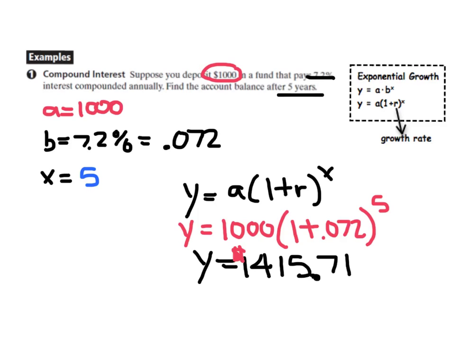So we basically come up with, after 5 years, the new account balance would be $1,415.71.